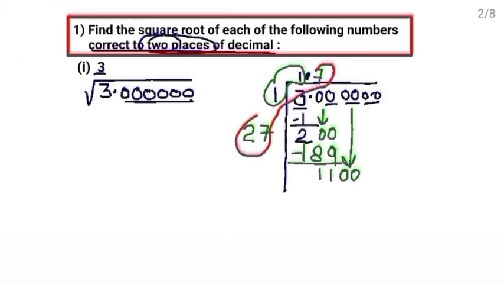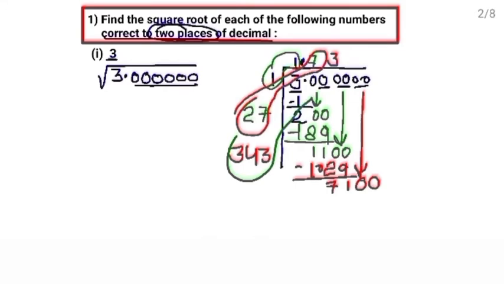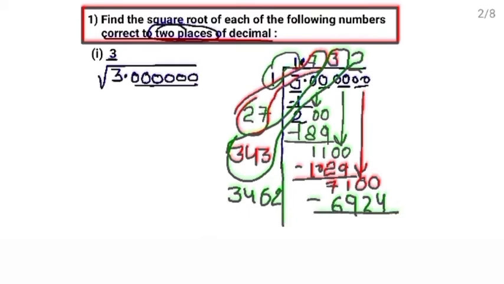Now in the next step add these two, 27 plus 7 is 34, multiplied by 3. 3 3s are 9, 3 4s are 12, 3 3s are 9 plus 1, 10, subtract, 1 7, right? Copy down the next pair. Now add these two, 343 plus 3, 346, multiplied by 2 and put 2 here, you will get 6924. Subtract it, now you have 176 as remainder.